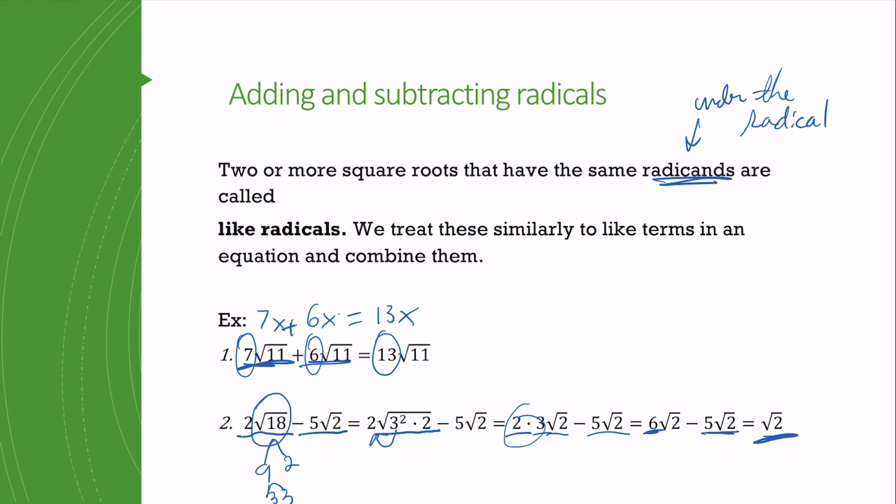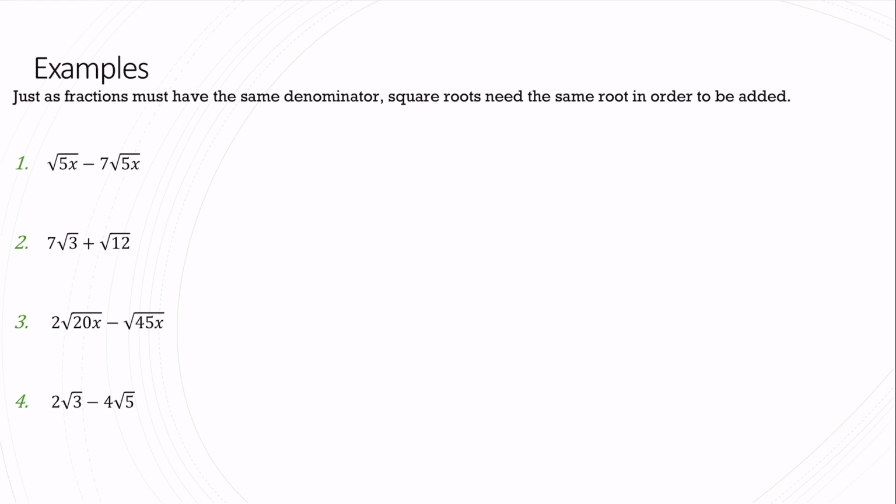So let's practice solving some of these examples. If I have the square root of 5x minus 7 square root of 5x, those are like radicals, and I can't simplify them any further. So I'm going to take 1 minus 7, so I get negative 6 root 5x.